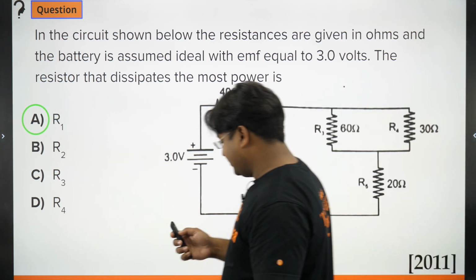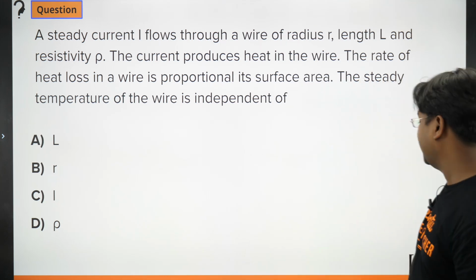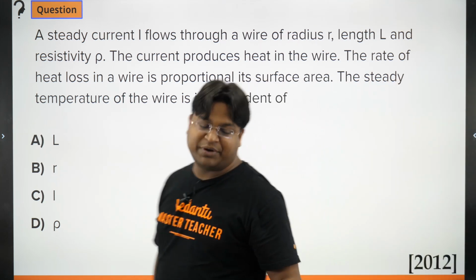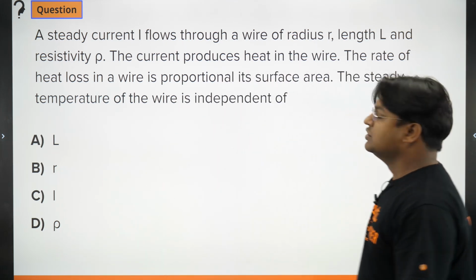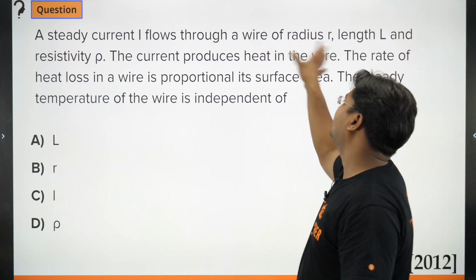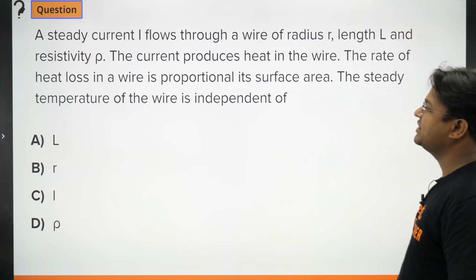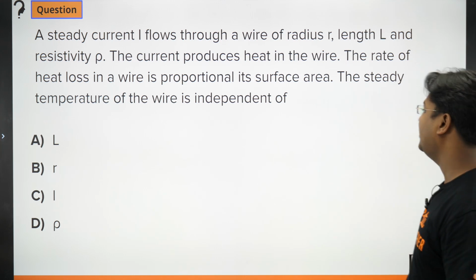Let's see this one again. I do believe that you're going to like this question, and again this is a previous year question, 2012. In the year 2012 it appeared in the examination. So what does the question say? The question says that a steady current I flows through a wire of resistance R, length L and resistivity rho. The current produces heat in the wire. The rate of heat loss in the wire is proportional to the surface area, steady temperature.